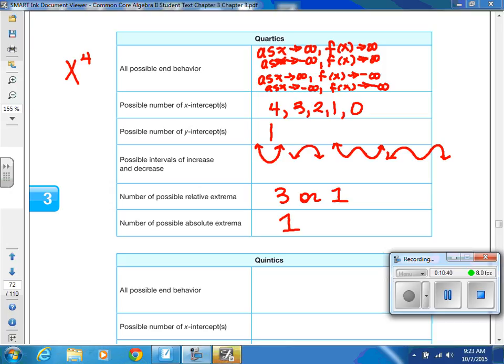Just to make sure that you understand, just because both of these arrows are up does not mean that this is forever increasing. Because it's read from left to right. So if you're starting on the left, it's actually decreasing until you get to here, and then it increases. This is not forever decreasing. When I read it left to right, it's increasing to here, and then it starts decreasing. Okay?